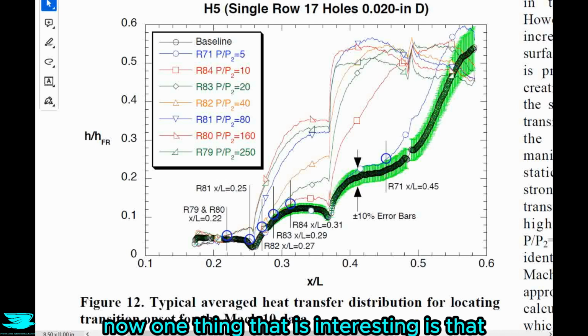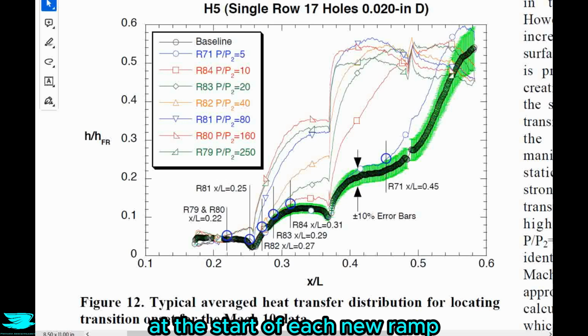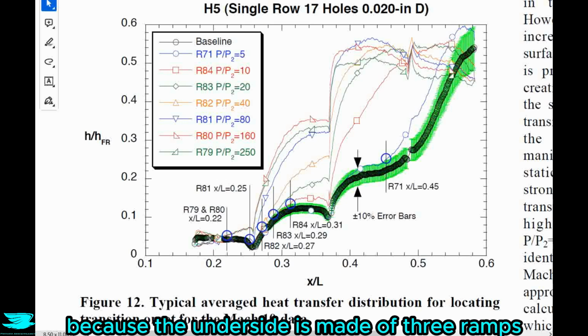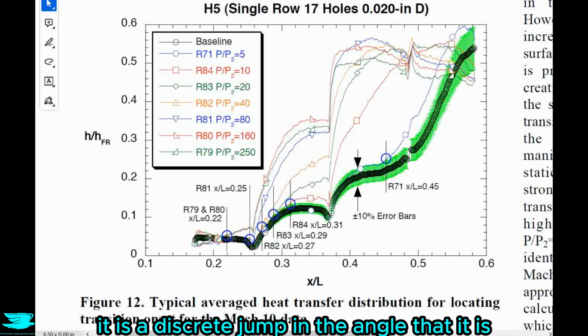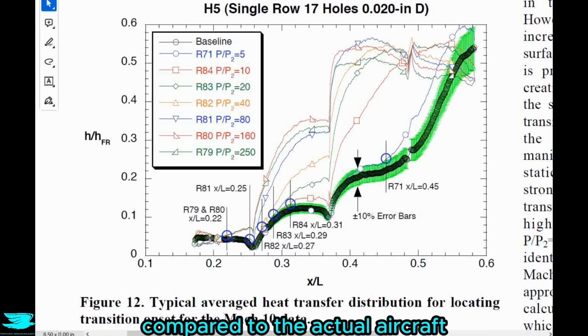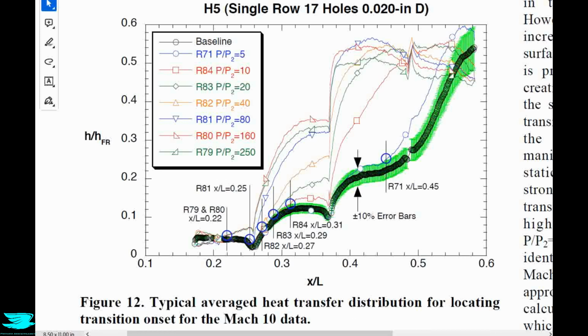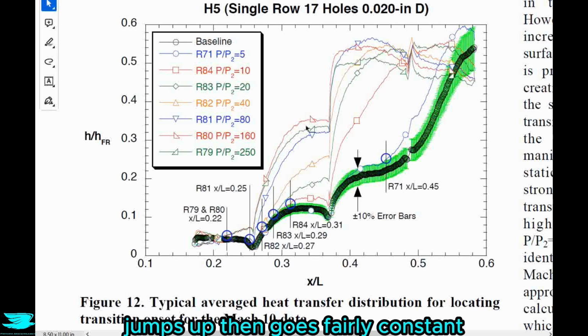Now, one thing that is interesting is that at the start of each new ramp, because the underside is made up of 3 ramps, effectively, where they're connected, it is a discrete jump in the angle compared to the actual aircraft. But when a new ramp starts, the heating jumps up suddenly. So it goes fairly constant, jumps up, then goes fairly constant, jumps up, fairly constant, and so on.